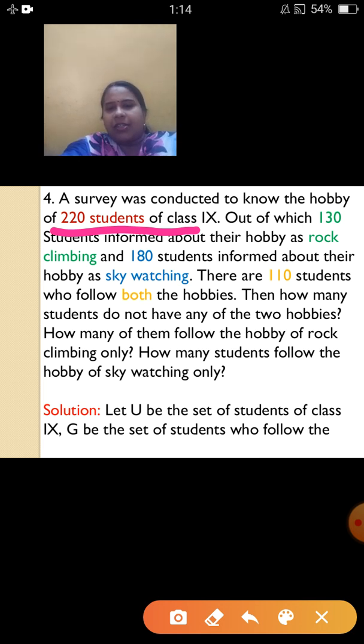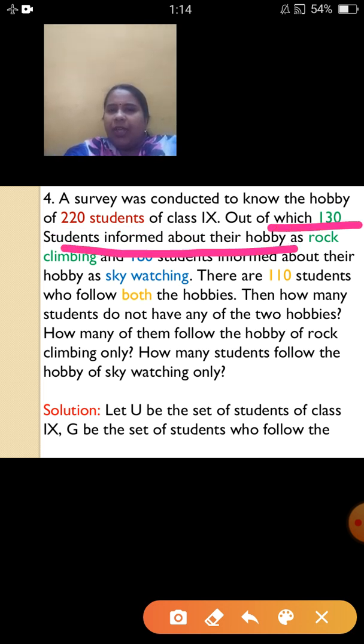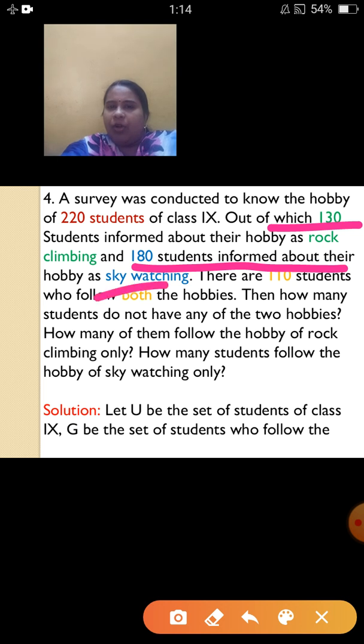Correct? Next, out of this, 130 students informed their hobby as rock climbing. First thing that I understood is students having the hobby as rock climbing. How many are there? 130. Okay? Then the second part. 180 students informed their hobby as sky watching. So the next set is students having their hobby as sky watching. How many? 180.